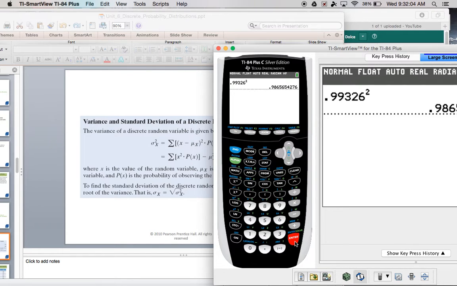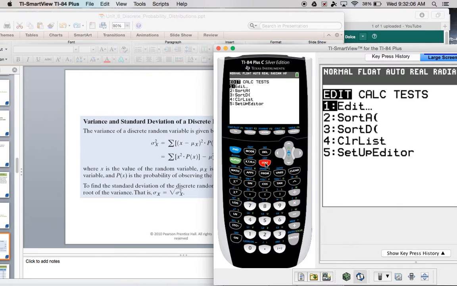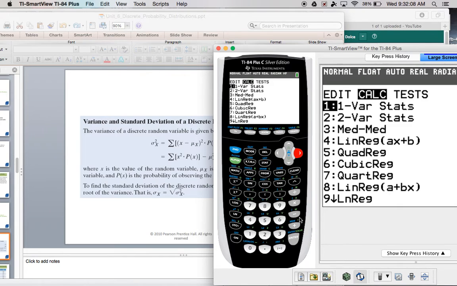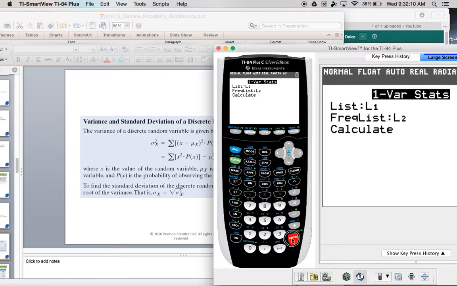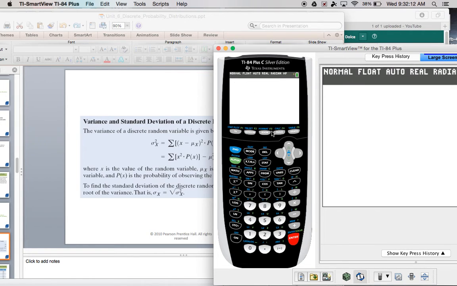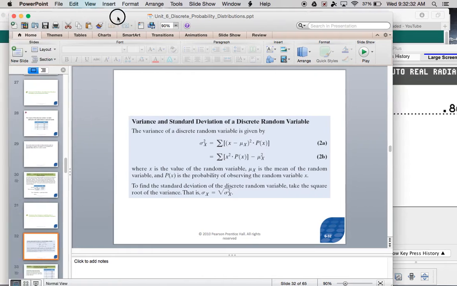I think I might have entered that incorrectly. And my data is still there. Yeah, 0.9326, and I square it. So my variance should be 0.8697. And that's how we would use the calculator for that.